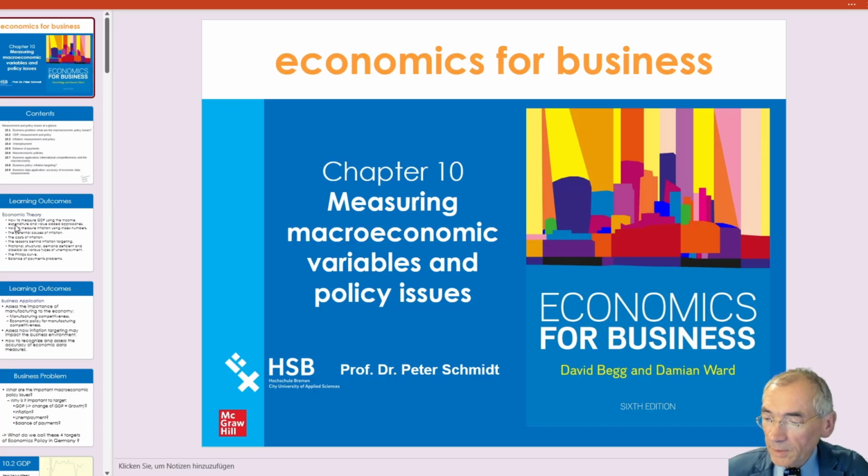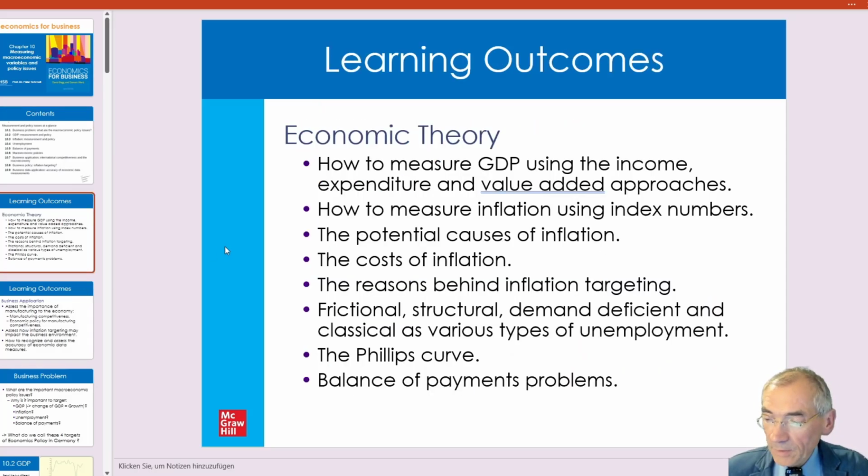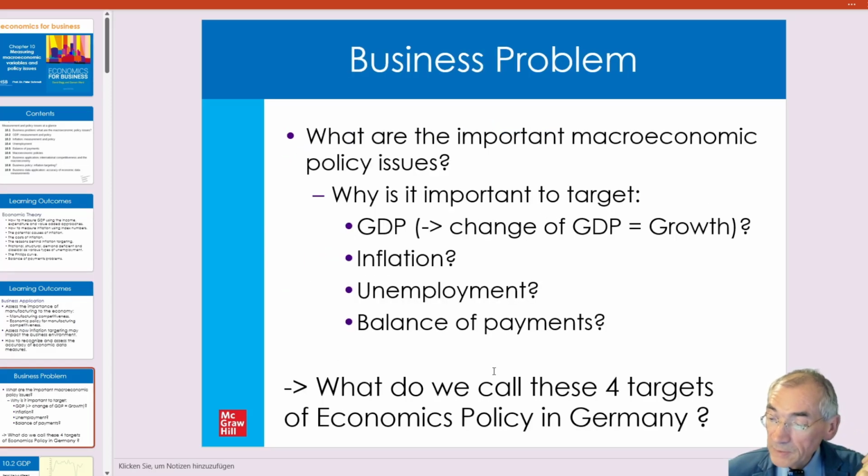Chapter 10, we read the title, we read the different parts of the table of contents. We don't have to do this, and there is some introductory theory, the learning outcomes, how to measure what are the different measures of GDP, of growth, inflation, unemployment, and perhaps a bit the Phillips curve, the balance of payment problems. What does this mean for businesses, and what are these targets? This is exactly now the geometrical form that I just showed you. What do we call these 4 targets of economic policy in Germany?